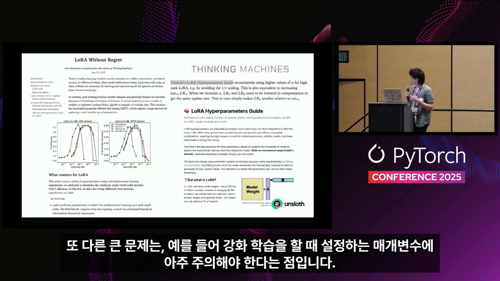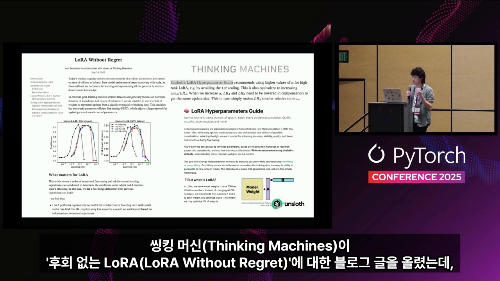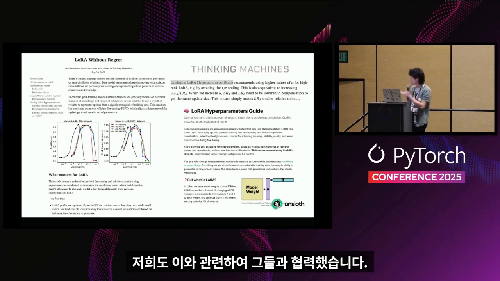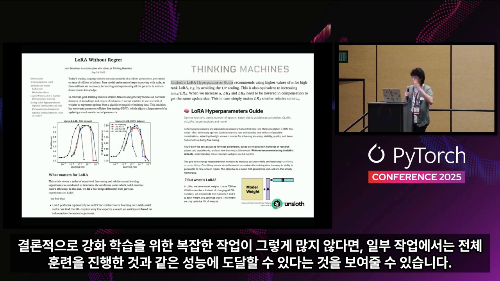Another very big issue is that during RL, you have to be very careful of the parameters that you set. For example, Thinking Machines released a blog post on LoRA Without Regret. Essentially they show that if you select the correct parameters during fine-tuning and reinforcement learning, you can in fact fine-tune only a very small amount of weights of the entire model to actually get good performance. We collaborated with them on this as well. And essentially, you can show that for some tasks, if you don't have that many complicated tasks for RL, you can reach the same performance as if you did the total training run.